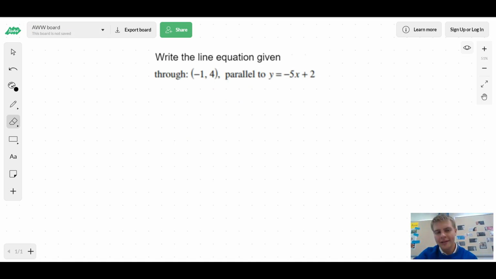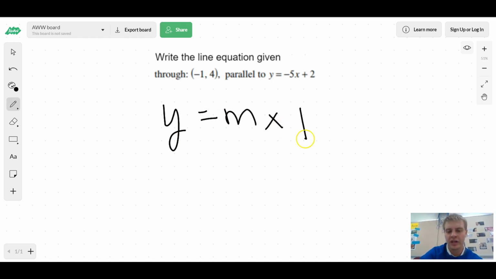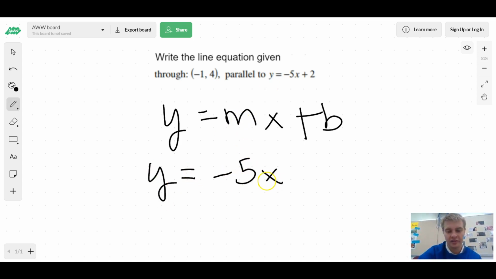Okay, so we need to write the line equation given that it goes to this point and is parallel to y equals negative 5x plus 2. So what I would do for this one is I would say, what's a line equation look like? Well, it looks like y equals mx plus b. So because it looks like that, we're going to replace what we know. Well, I know the slope. He said it's parallel to this, so that's the slope. So y equals negative 5x plus b.